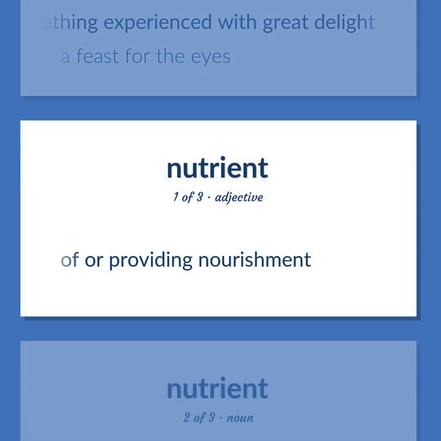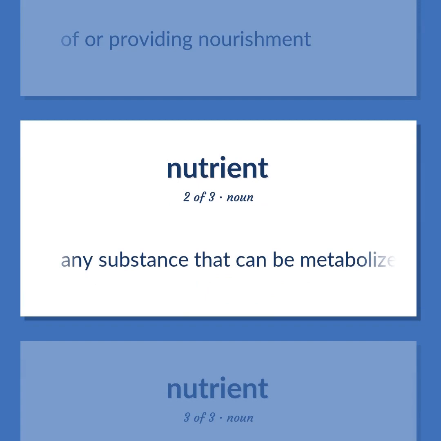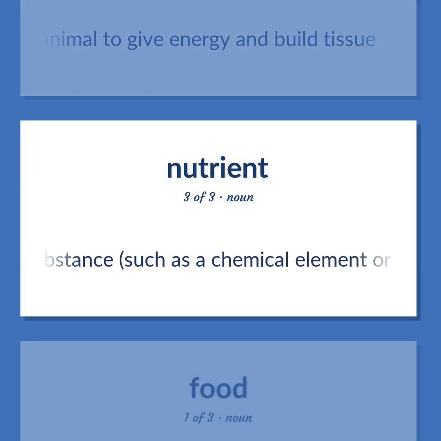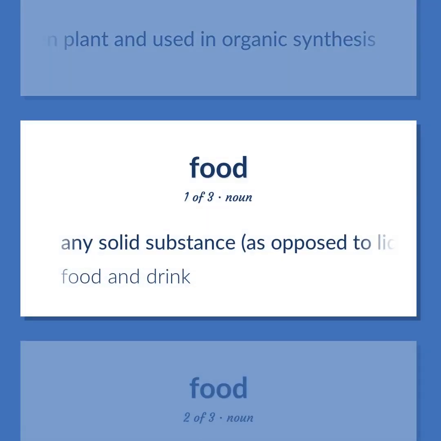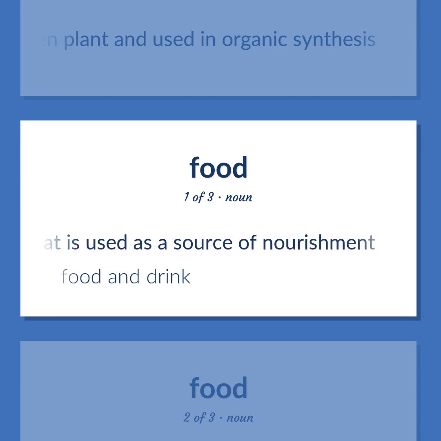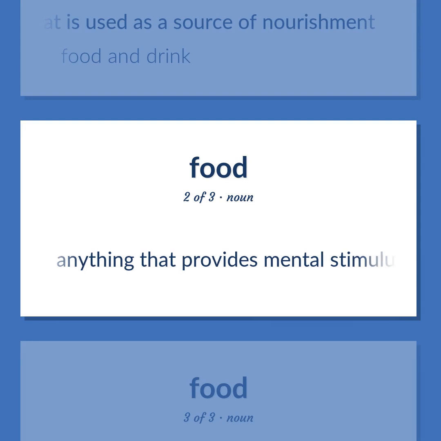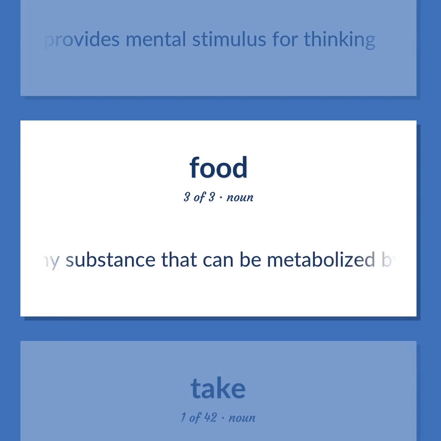Of or providing nourishment. Any substance that can be metabolized by an animal to give energy and build tissue. Any substance, such as a chemical element or inorganic compound, that can be taken in by a green plant and used in organic synthesis. Any solid substance, as opposed to liquid, that is used as a source of nourishment. Food and drink. Anything that provides mental stimulus for thinking. Any substance that can be metabolized by an animal to give energy and build tissue.